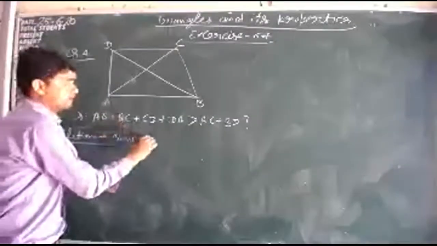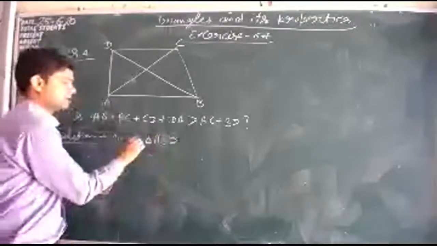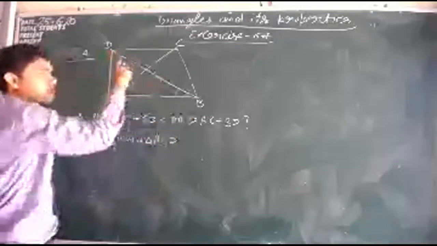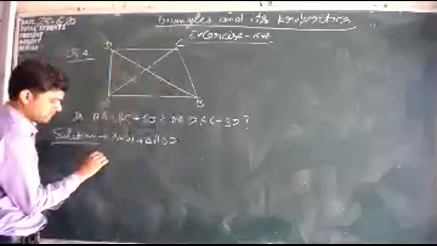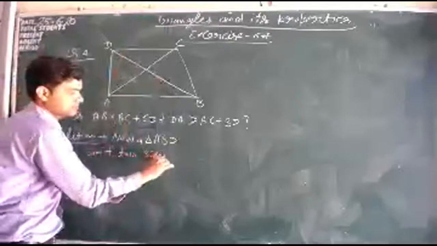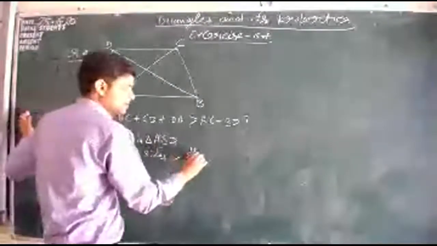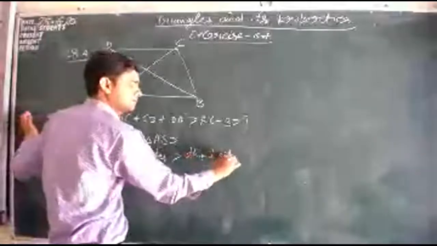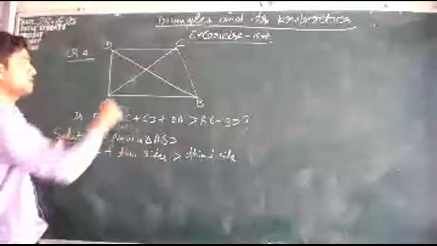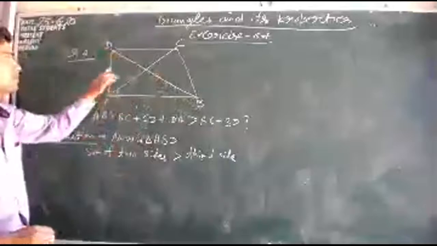In triangle 1, ABD, the sum of two sides is always greater than the third side, right? Always greater than the third side. In triangle ABD, this triangle has three arms, 1, 2, and 3.